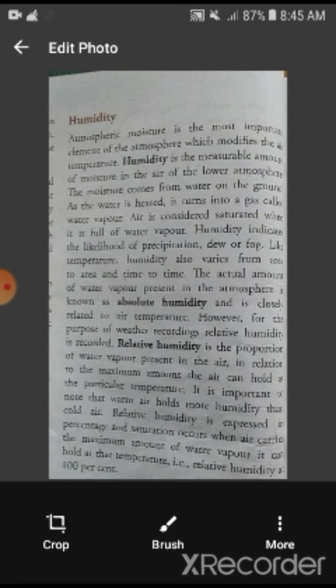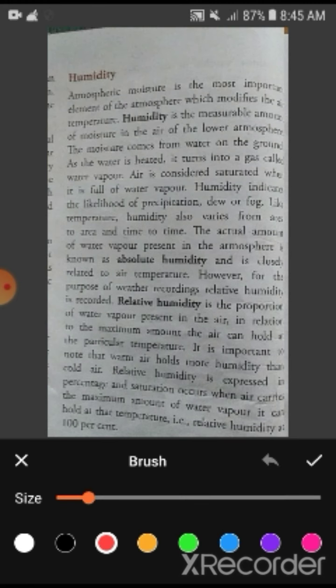Atmospheric moisture is a most important element of the atmosphere which modifies the air temperature. So what is humidity? Humidity means the amount of water vapor that is present in the air. The moisture comes from the water on the ground, and as the water is heated, it turns into gas, which is known as water vapor.